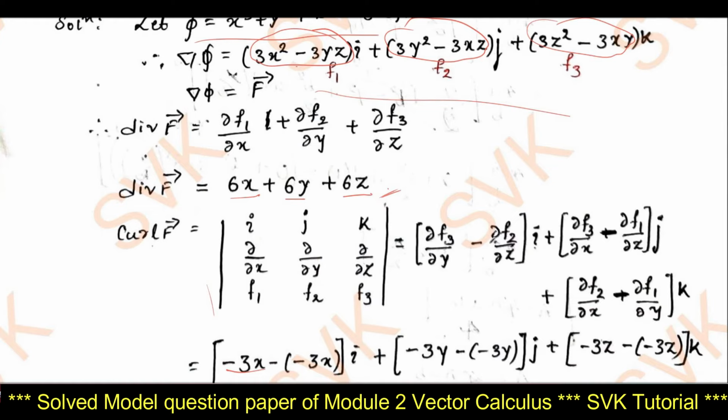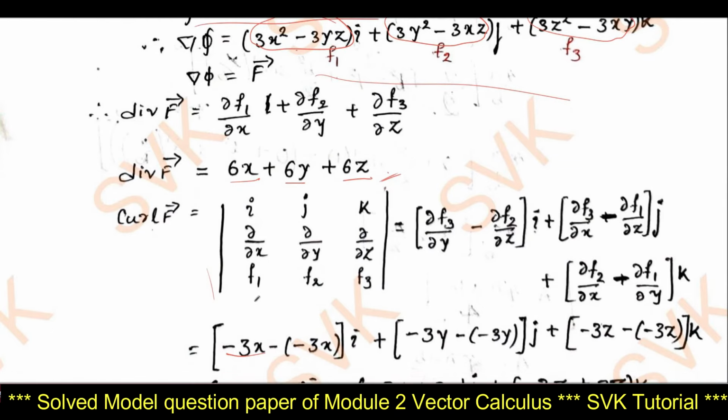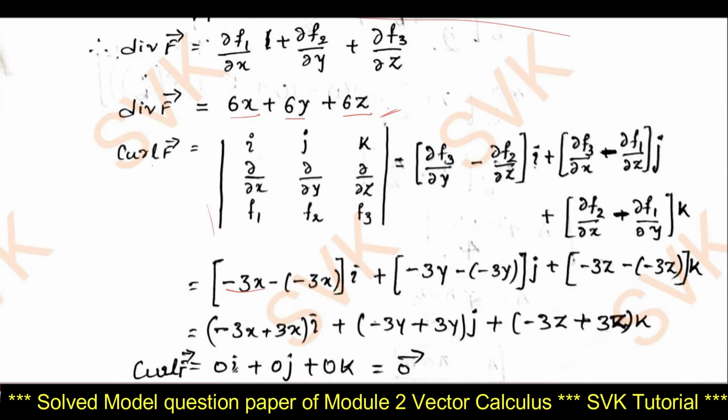Similarly, the derivative of f2 with respect to z. Wherever we have z, differentiate that term. Here they don't have a z term, here we have a z term. The constant term is minus 3x, retain as it is. Differentiate z with respect to z, which is 1. So we are left with minus 3x. Therefore it is minus of minus, plus 3x. Minus 3x plus 3x is 0, so we got 0 for i. Similarly, differentiating f3 with respect to x, I got minus 3y, and f1 with respect to z, I got minus 3y; minus of minus becomes plus 3y.